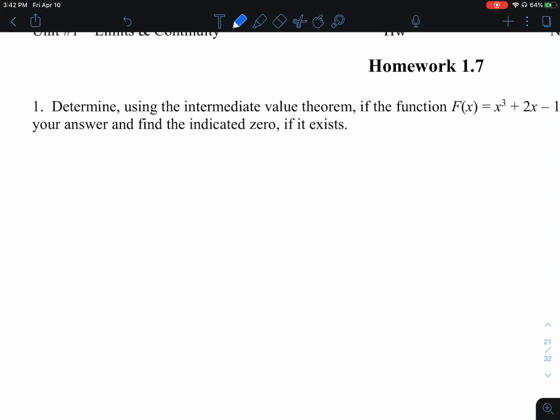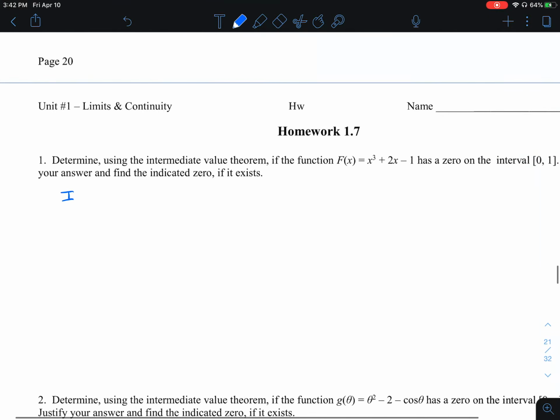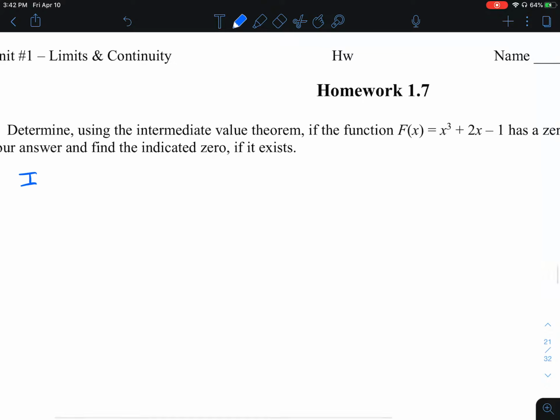Well, for the intermediate value theorem to work, first of all, f of x has to be continuous on the interval that we are referring to. And since this is a cubic function, it is, so we can just say f of x is continuous on the interval from 0 to 1.